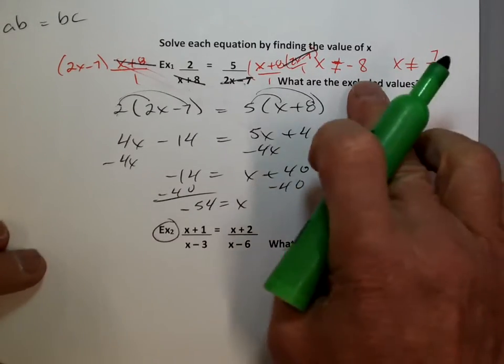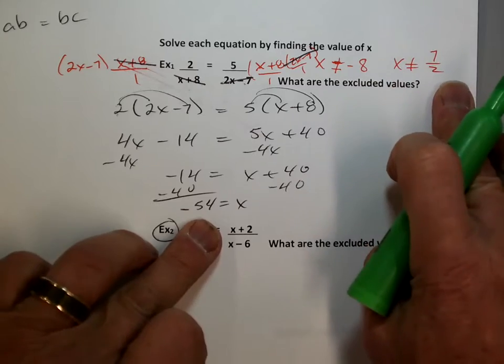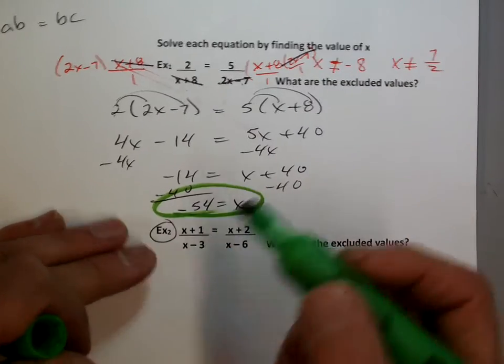So it's not -8. It's not 7/2. So negative 54 is my answer. Easy.